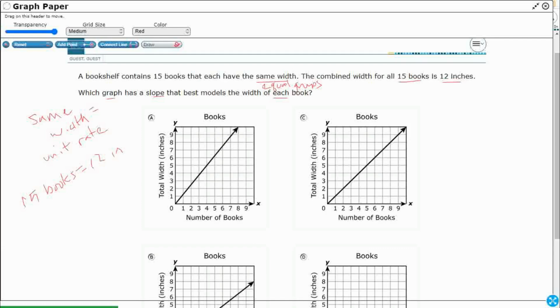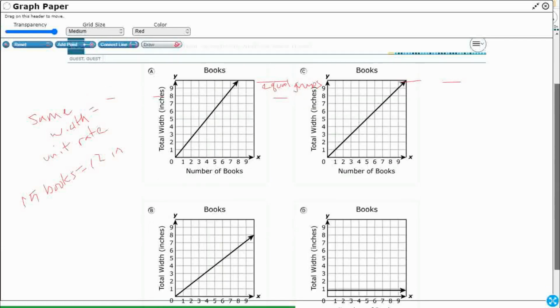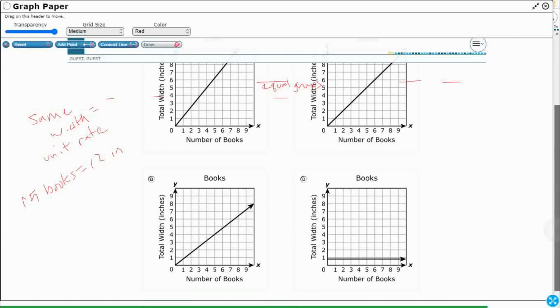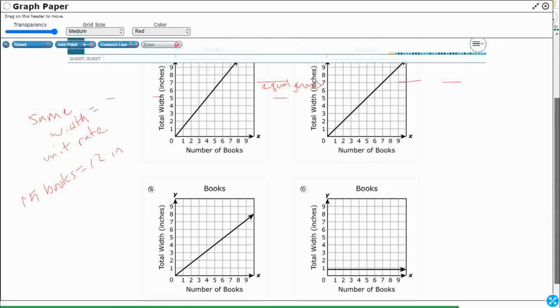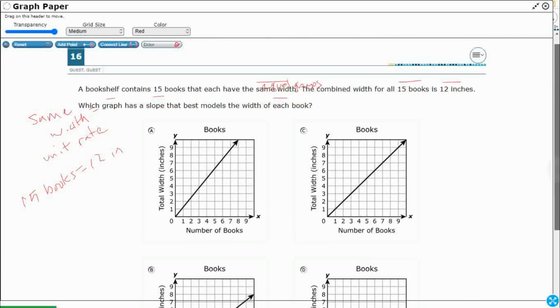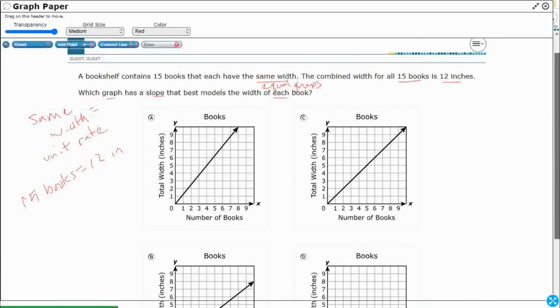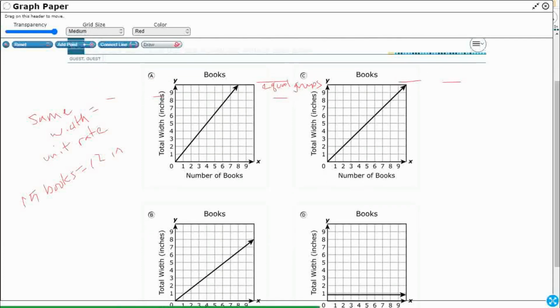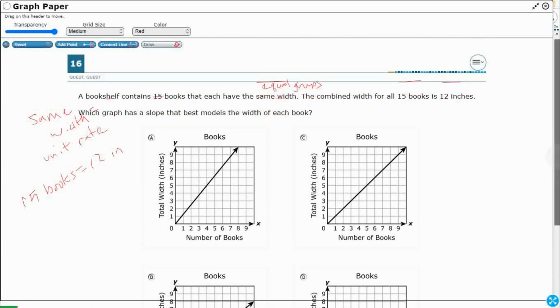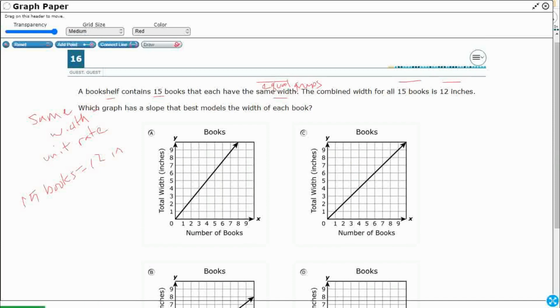And we're looking at just these slopes. Just kind of glancing at them, D looks fishy, but other than that, A, B, and C look very similar. So we need to figure out what this unit rate is first, then we'll be able to figure out how to match that to a graph. So let's figure out this unit rate here. We've got 15 books, 12 inches each.